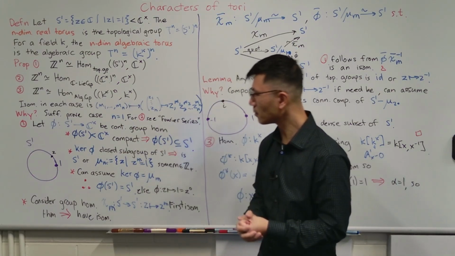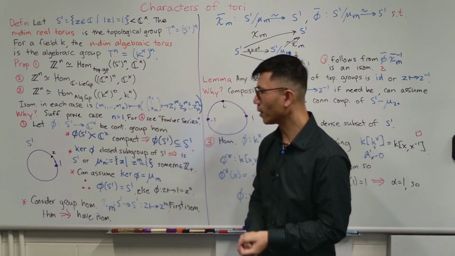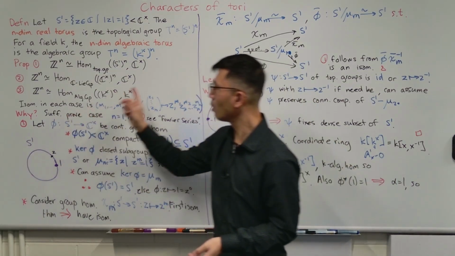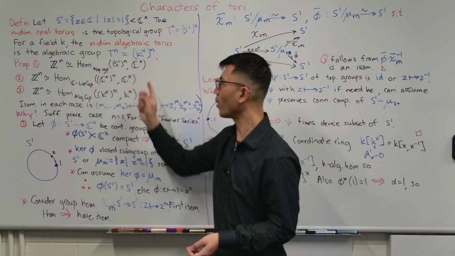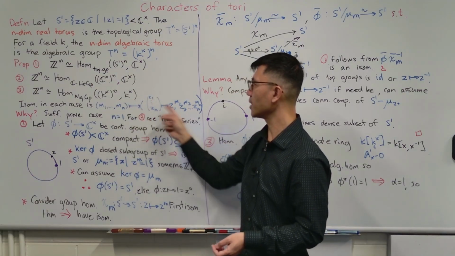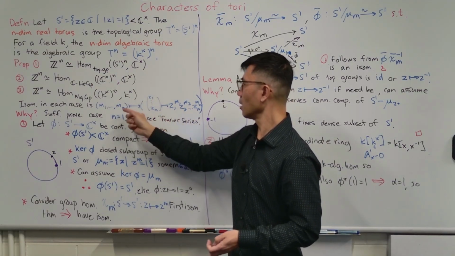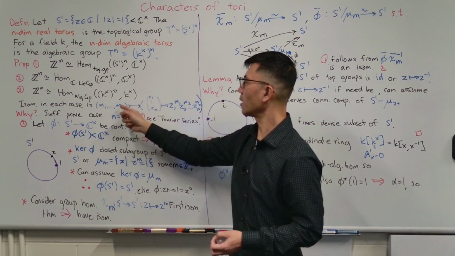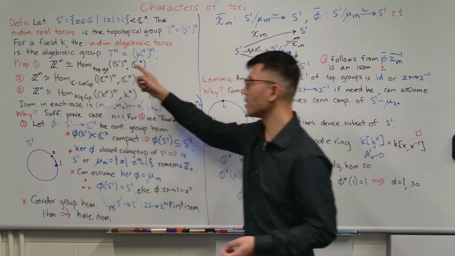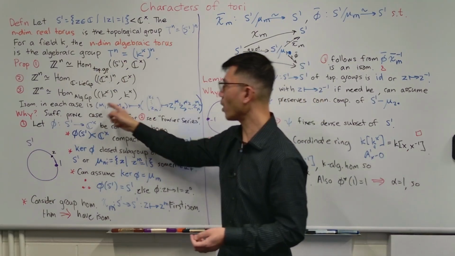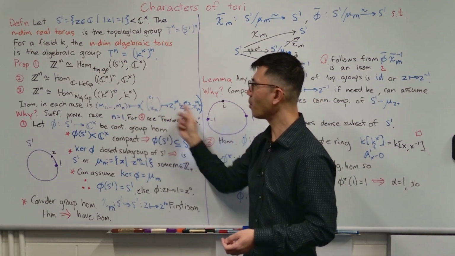So we're doing the case n equals 1. Phi here, we want to pick something on the right-hand side. Oh, by the way, you can see this map is going to be an injective map from the left-hand side to the right-hand side. It's also clearly a group homomorphism.